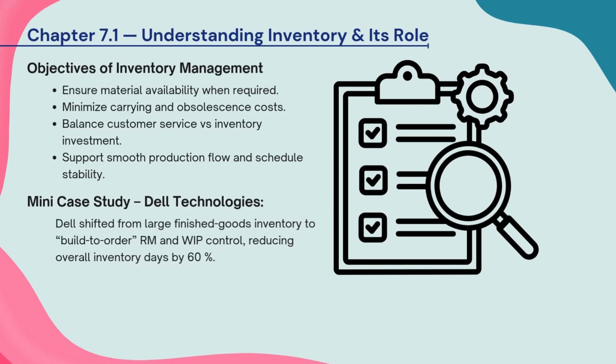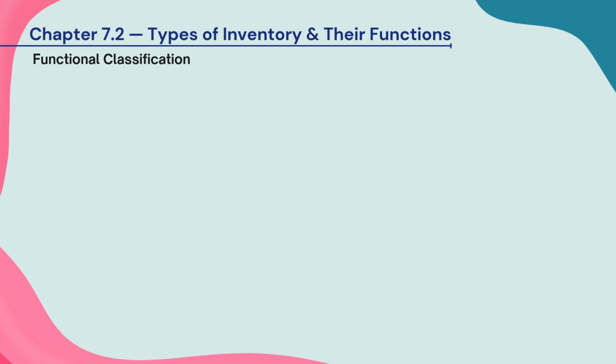The objectives of inventory management are to ensure material availability, minimize carrying and obsolescence costs, and balance customer service with inventory investment. It also supports smooth production flow and schedule stability. A great example is Dell Technologies, which shifted from large finished goods inventories to a build-to-order model, reducing overall inventory days by 60%. Inventory is classified into different types based on its purpose.